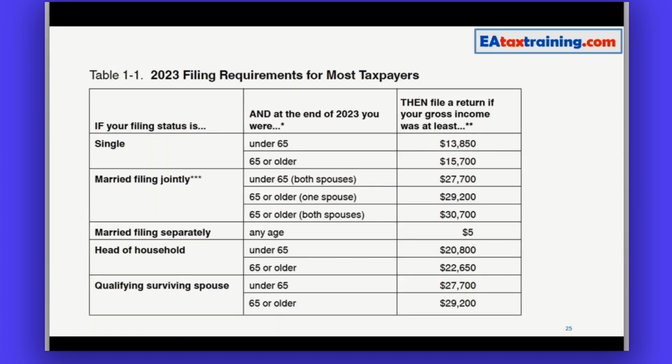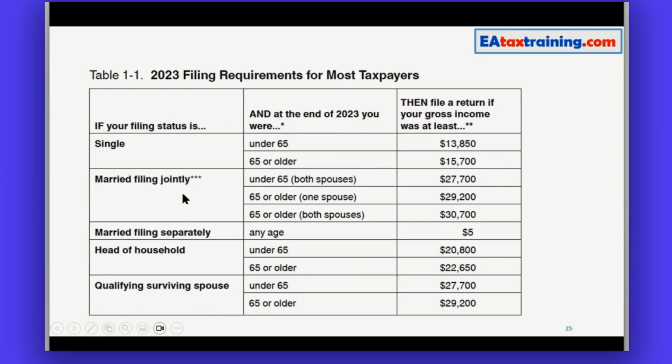So then we're going to go to this chart. This chart is straight from Publication 17, your federal income tax, that we talked about. And so it says, depending on what your filing status is, and we're going to go into detail about these in this video, but for now, just accept them for what they are. These are the 5 filing statuses. And depending on what your filing status is and your age, then this is the amount of income over which you must file a tax return. So, for example, if your filing status is single and you are under age 65, then if your gross income is at least $13,850, then you need to file a Form 1040. If you're 65 or older and single, that amount goes up to $15,700.